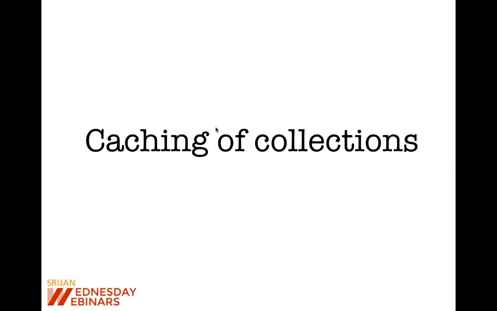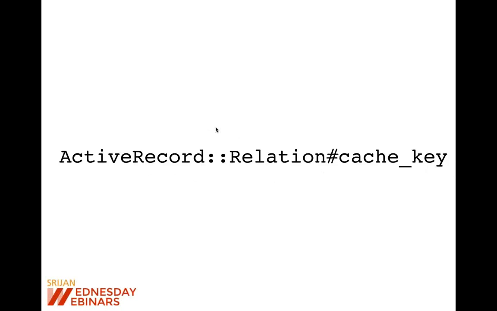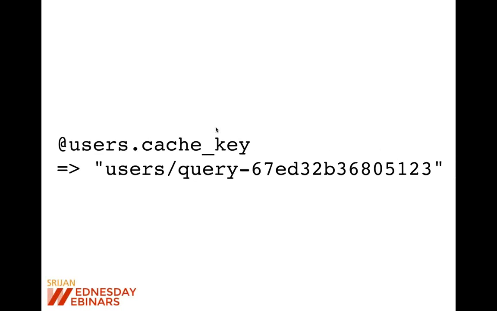So Rails 5 allows us to do this by allowing us to do caching of collections. There is a new method introduced on relation, which is cache_key. This method will generate a particular cache key for a relation. So let's try running it on our users collection.